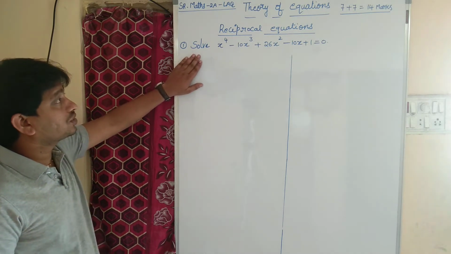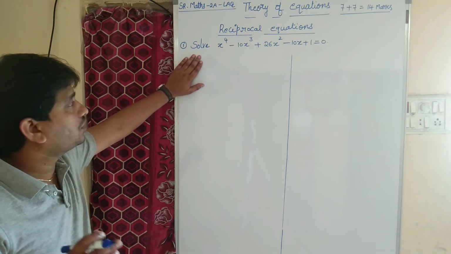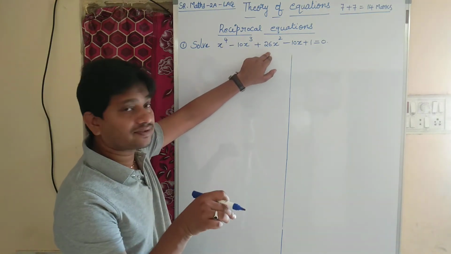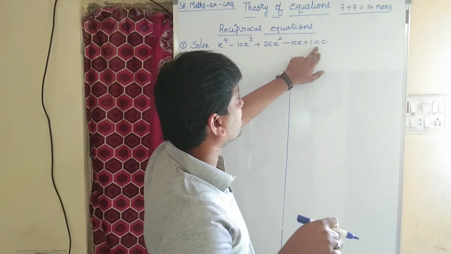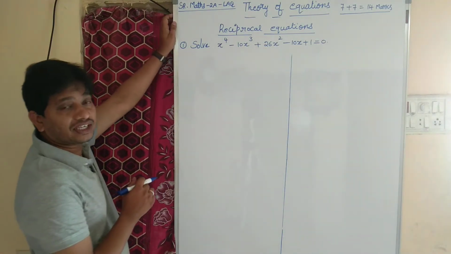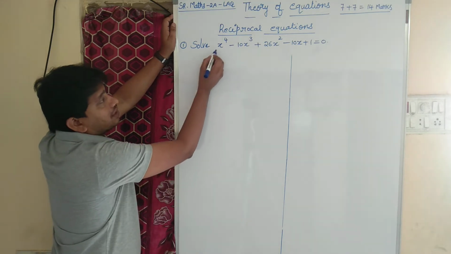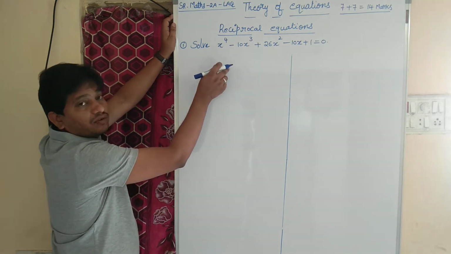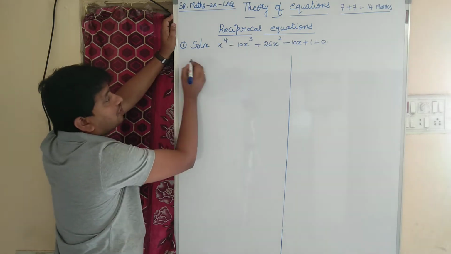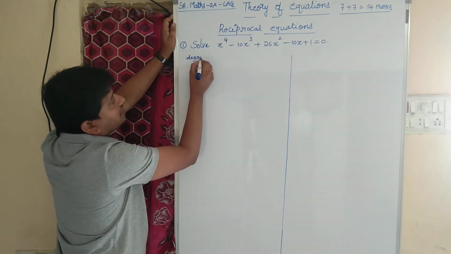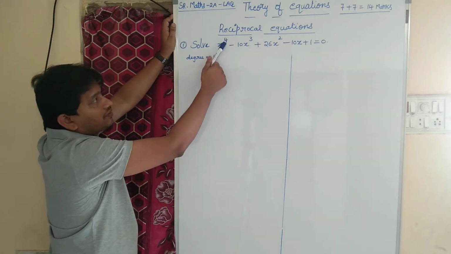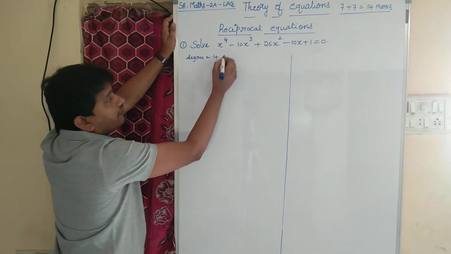See how they will ask the question. Solve x to the power 4 minus 10x cube plus 26x square minus 10x plus 1 equal to 0. If you observe the equation, as it involves the variable x and the highest power of x is 4, hence the degree of the equation is 4. Right? As the highest power is 4, hence degree equal to 4, which is even.